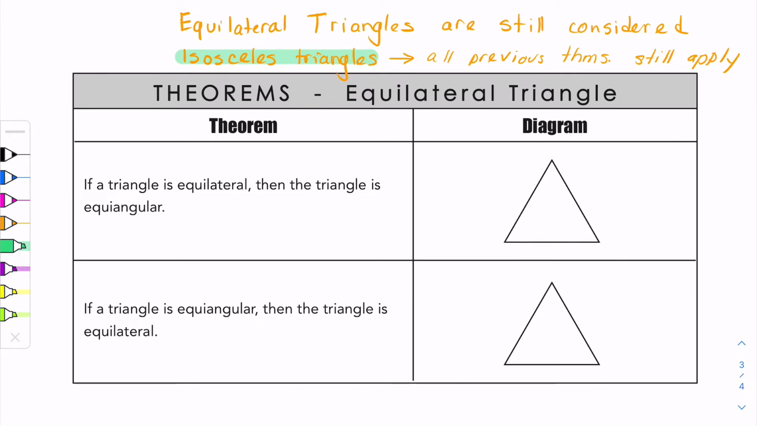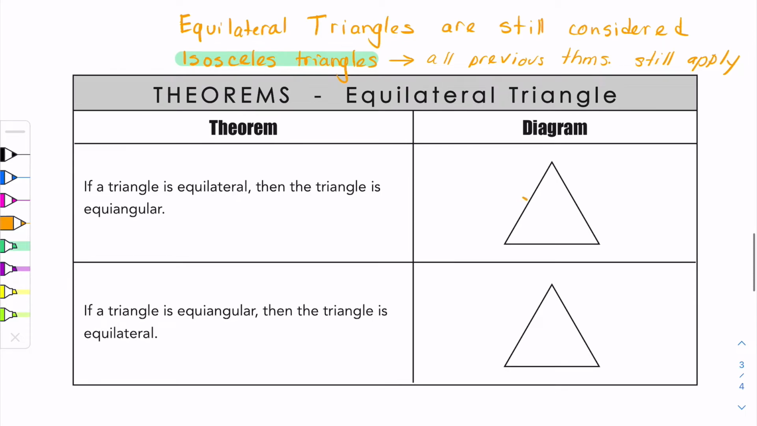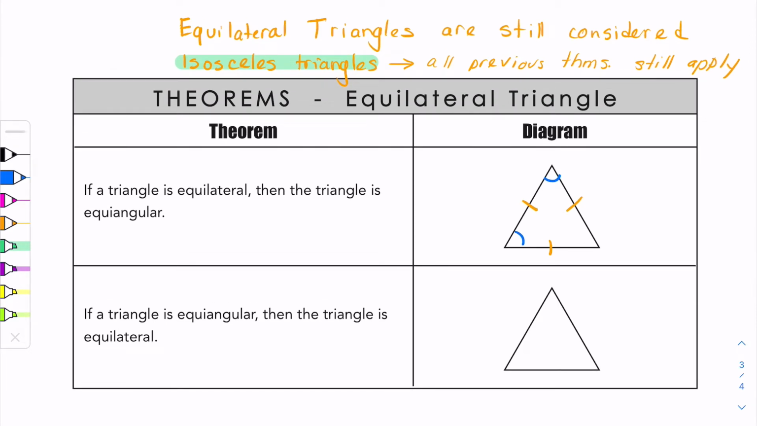The first theorem states that if a triangle is equilateral, then the triangle is also equiangular. That means if we have three congruent sides, we have three congruent angles. Three congruent sides leads to three congruent angles.